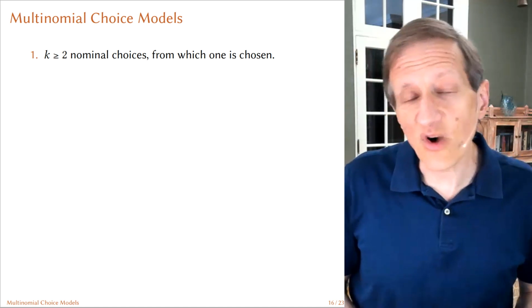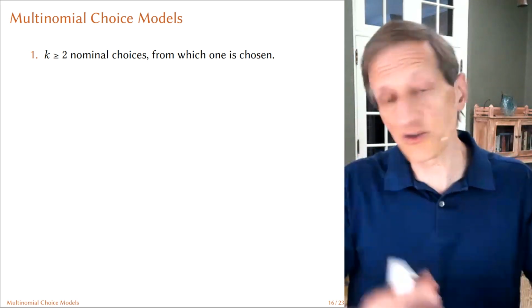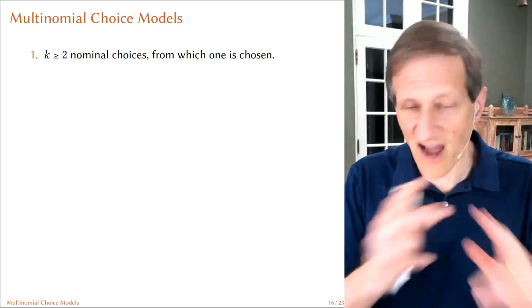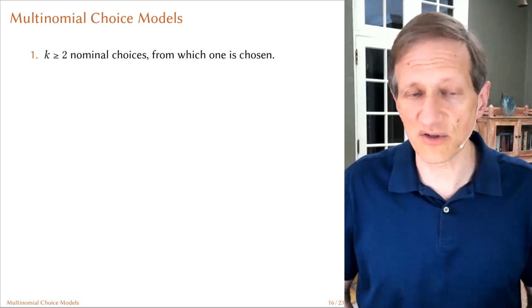With k greater than 1, nominal choices from which one is chosen. So we did logit and probit, and those are dichotomous. We did ordinal probit, as I mentioned earlier. We're now going to do multinomial choice models.